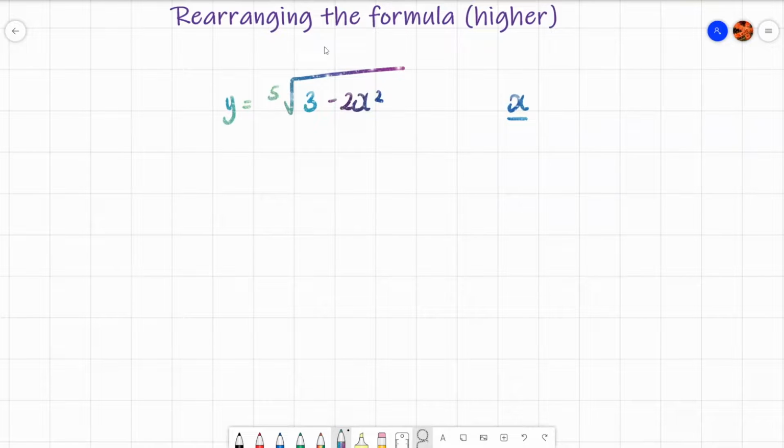Well, to get rid of the fifth root, I've got to do the opposite, which is to the power of 5. So I do y to the power of 5 on this side, and if I put that to the power of 5, it gets rid of the fifth root. So I'm just left with 3 minus 2x squared. Now, on the 3 minus 2x squared side, I'm going to get rid of any other number that's not got an x with it. So 3 doesn't have an x, let's get rid of it.